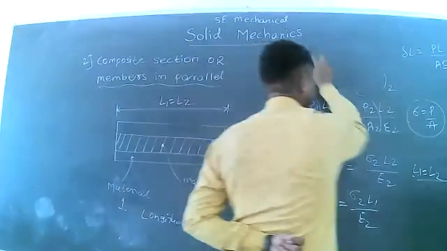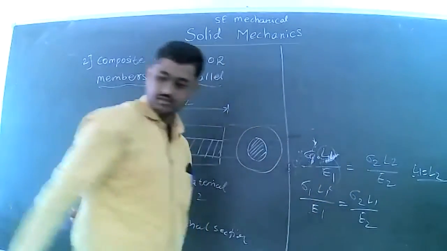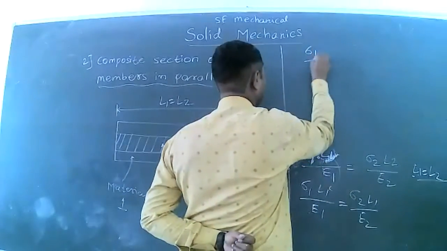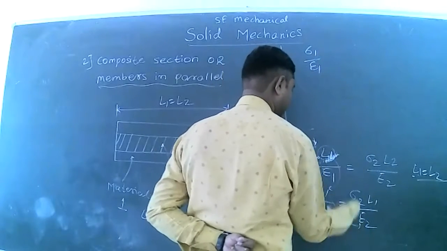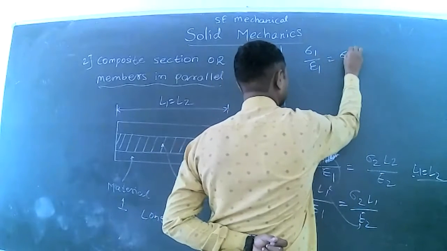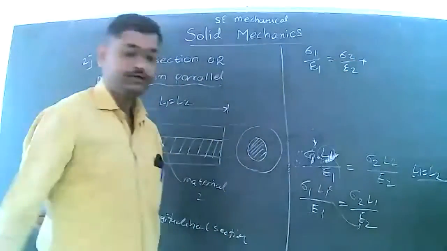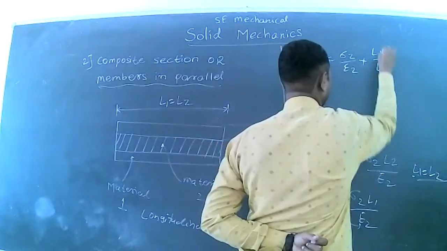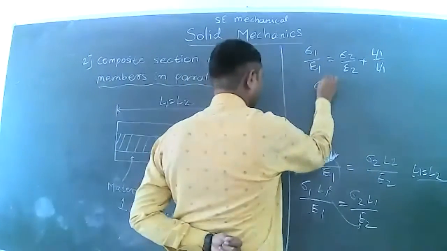Next step. What is the next step? Sigma 1 upon E1. Transfer this L1 to the right side, it is equal to sigma 2 upon E2 into this L1, divided by L1. L1 upon L1 gets cancelled.